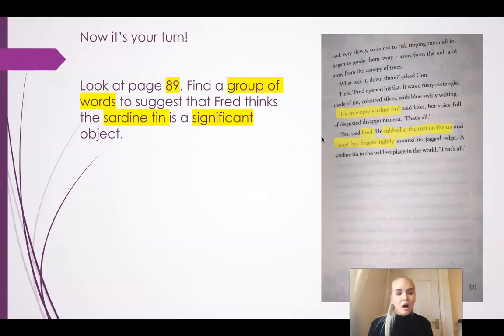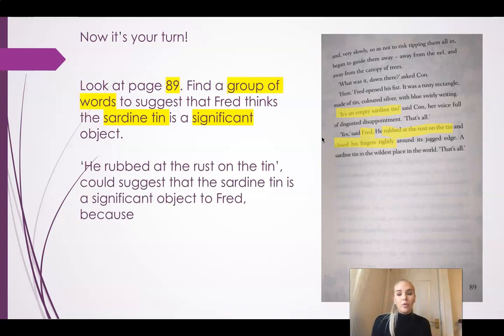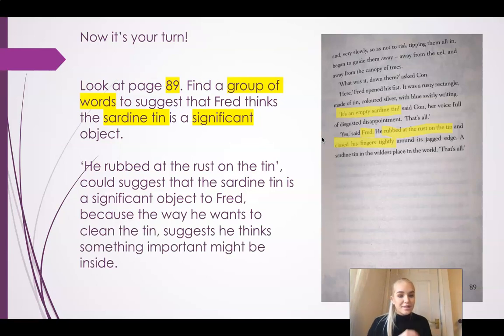Now I think I would probably choose to use the quote where it says he rubbed at the rust on the tin, because I think that suggests the sardine tin is a significant object. Now you might have said he closed his fingers tightly, because that also might suggest that the sardine tin is a significant object. But we also might say because the way he wants to clean the tin suggests he thinks that something more important might be inside, or he might find something else out about it. So that's my answer, and I hope that you took the same steps too.